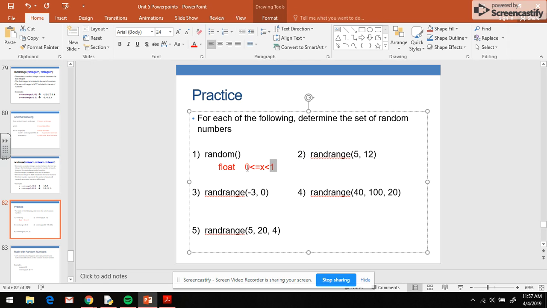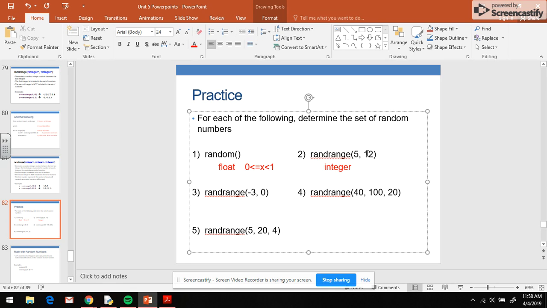So anything for a float, I would expect to see written in this type of fashion to account for every sort of float. But we start at 0, we include 0, we go all the way up to 1, but don't quite include 1. Then here we have rand range, which we know is going to produce an integer.